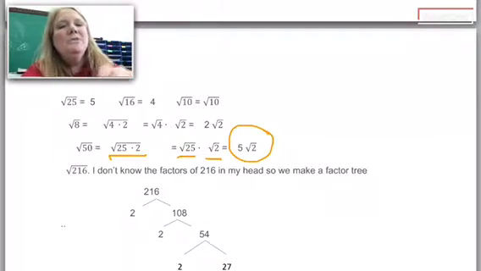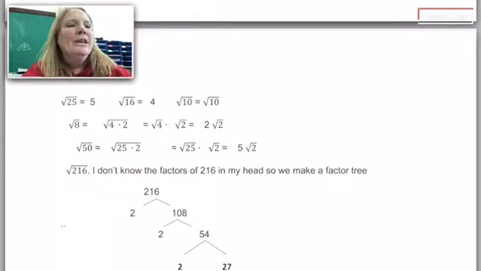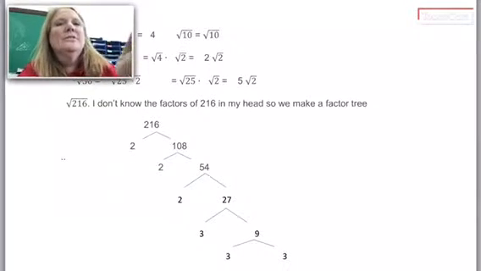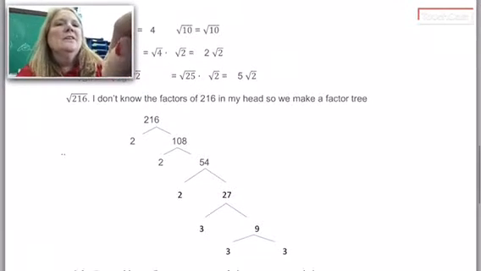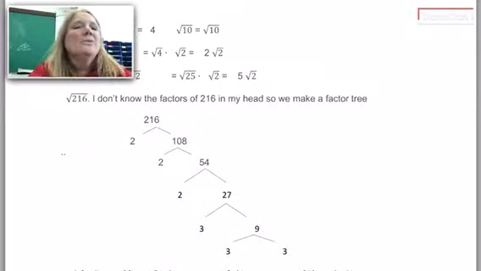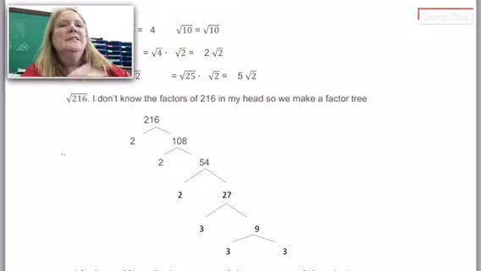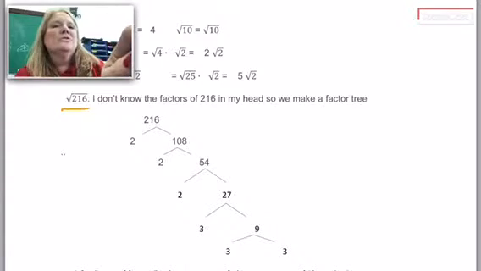All right, well, what happens when we get one that we can't do in our head? Find a factor. The square root of 216. Okay, I don't know how to rewrite 216. I could start playing with numbers, but probably the most systematic way to do it, if you don't know what it is, is to make a factor tree.